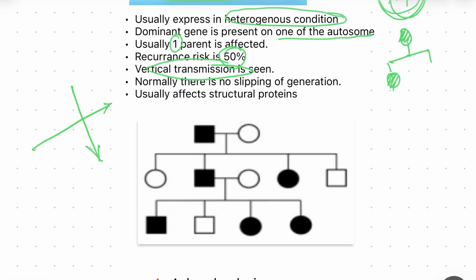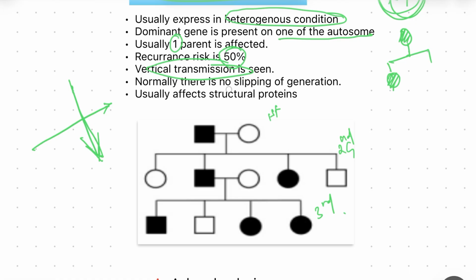And it is a vertical transmission. So no need to confuse: this is vertical transmission and this is horizontal transmission. There are some conditions where there will be no vertical transmission, only horizontal transmission. Just to not make you confused, let's keep that autosomal dominant is a good example of vertical transmission, which means it passes through the generations.